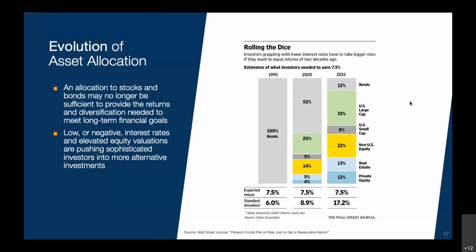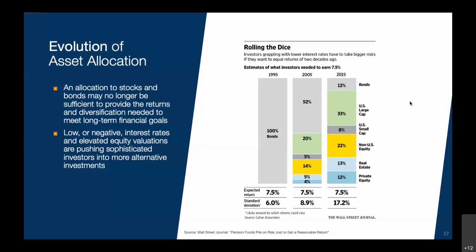So by 2015, bonds were down to half the portfolio, and then we're allocating to private equity, real estate, all these different asset classes, equities, just to maintain that expected return, but increasing standard deviation by 50%. Then by 2015, 20 years later, the bond portfolio was down to about a tenth of the overall asset allocation, just to maintain the same expected return.